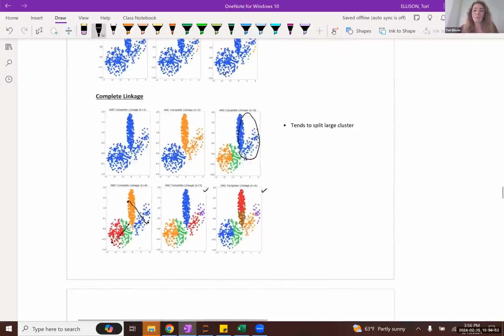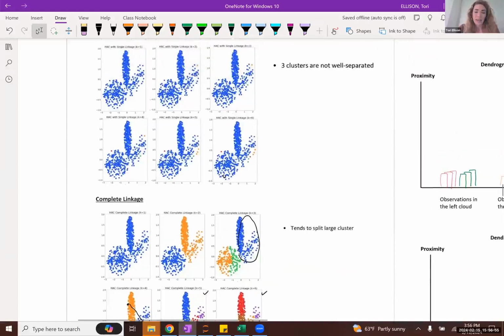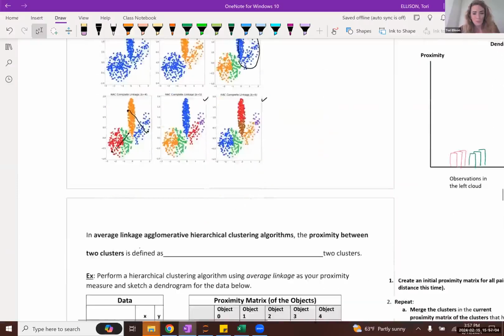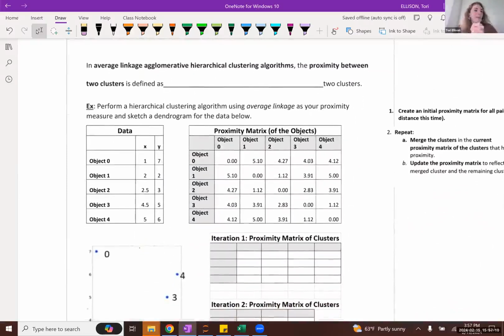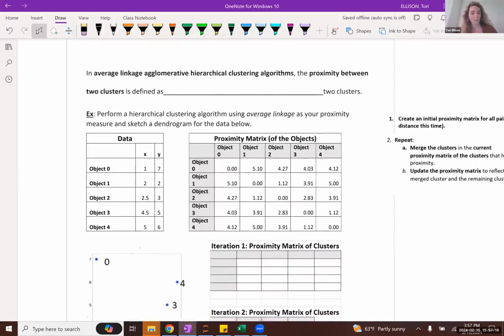So we see this example of a data set that has an unideal property for single linkage and an unideal property for complete linkage. So we're going to introduce another linkage function, which serves as a middle ground type of clustering solution. We're going to define average linkage, in which the distance or the proximity between two clusters is defined as the average distance of all pairs of points between two clusters.